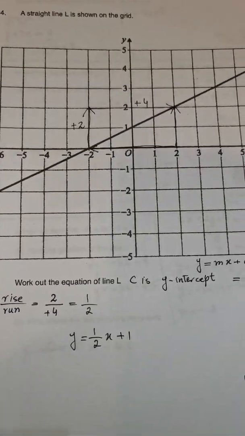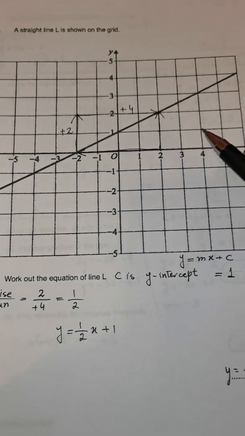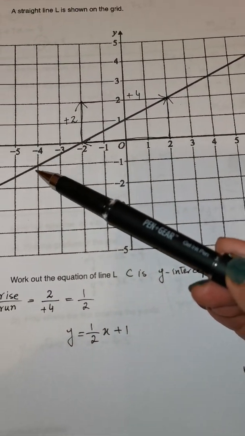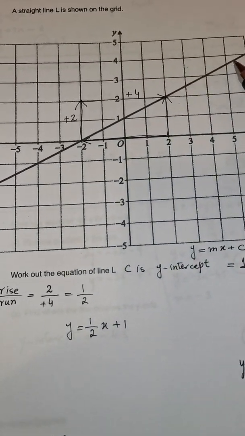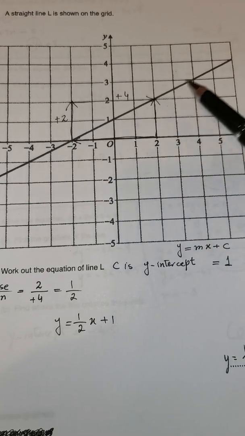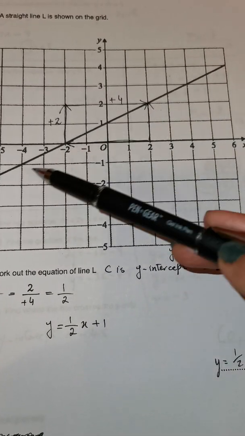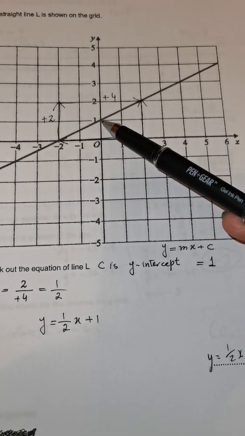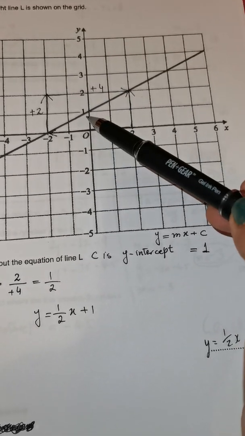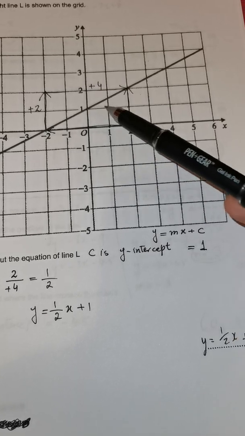This is another form of question, and first of all we will find the y-intercept. Y-intercept means where this line touches the y-axis. Where it touches the y-axis will be our y-intercept. I can see this line touches the y-axis at point 1, so c will be 1 here.